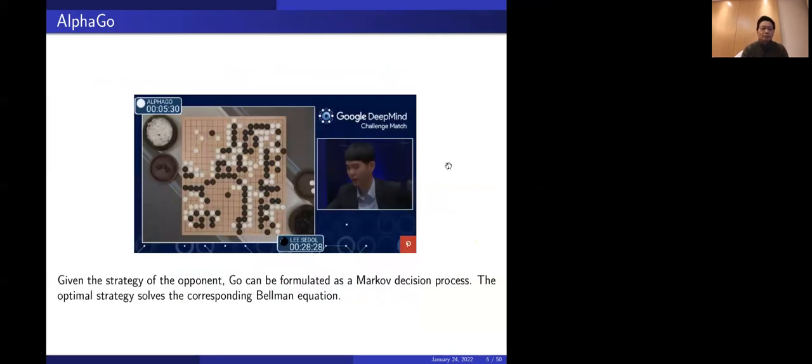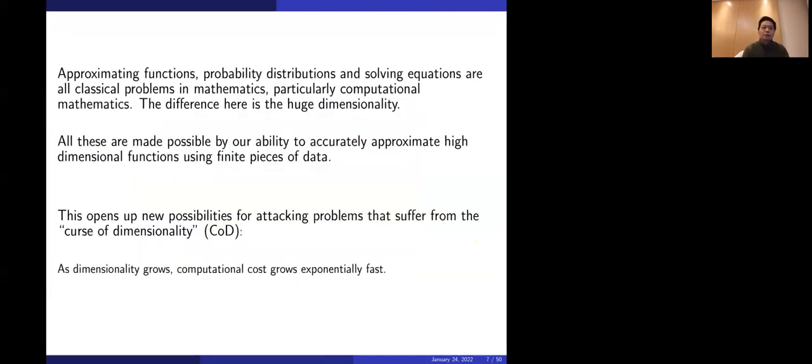Fourth example is AlphaGo. So everybody probably knows that. But what I want to emphasize is that given the strategy of the opponent, the Go game can be formulated as a Markov decision process. There are some details associated with that I'm going to skip. But let me just say that the Go game can be formulated as a Markov decision process. Then the optimal strategy solves a corresponding Bellman equation. So what AlphaGo does is just try to solve a Bellman equation in a huge space.